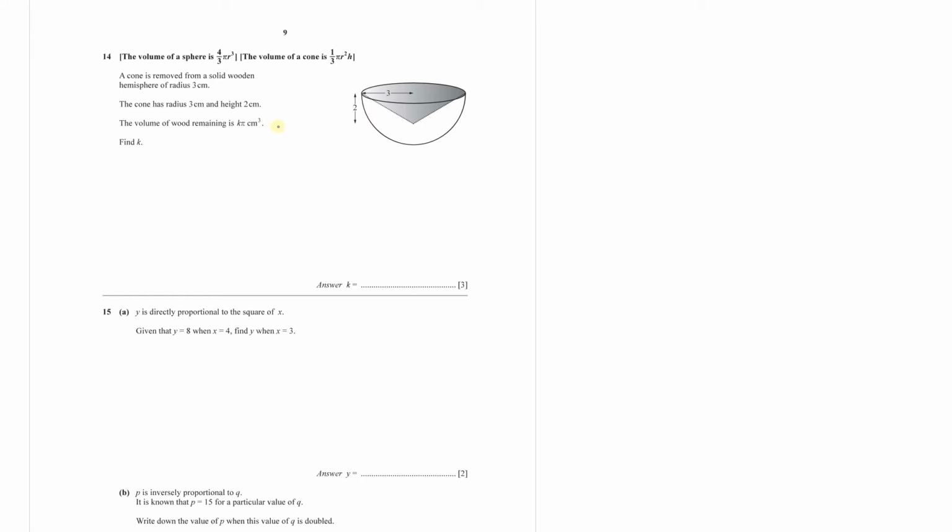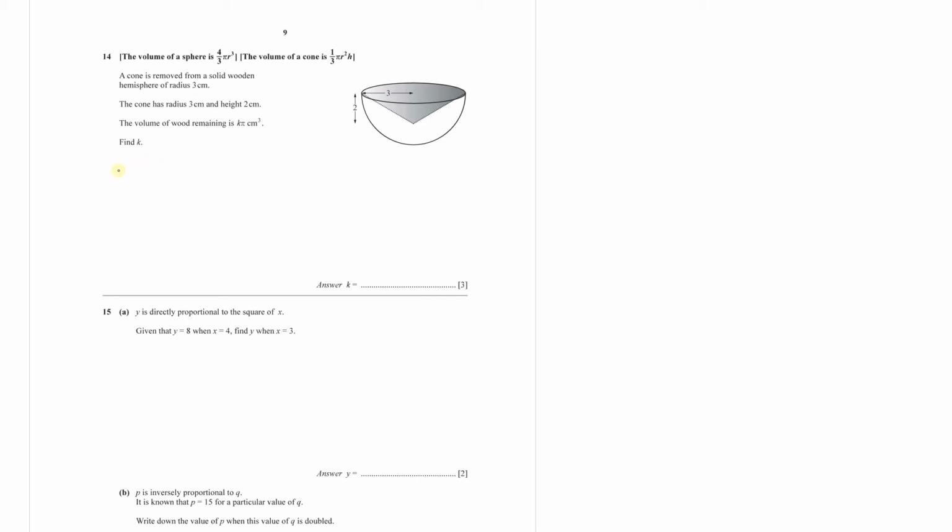So you're given that the wood remaining in this hemisphere after the cone is removed is k pi centimeter cube. So you can find the volume of this hemisphere and full hemisphere using the formula given, and then you can find the volume of this cone, and then if you subtract the two, your answer should equal k pi, and that should give you the equation that you can solve to get the value of k.